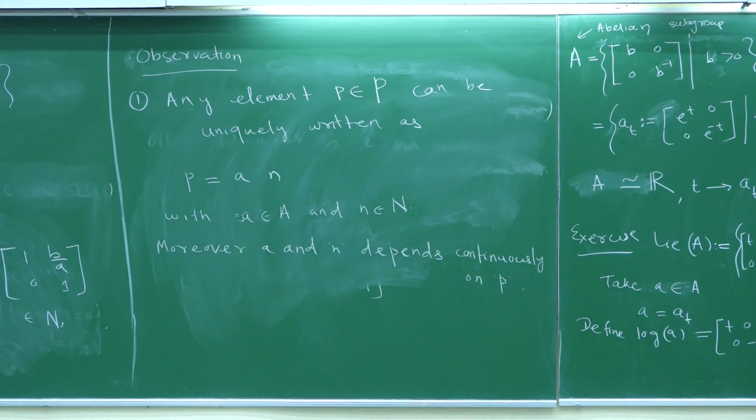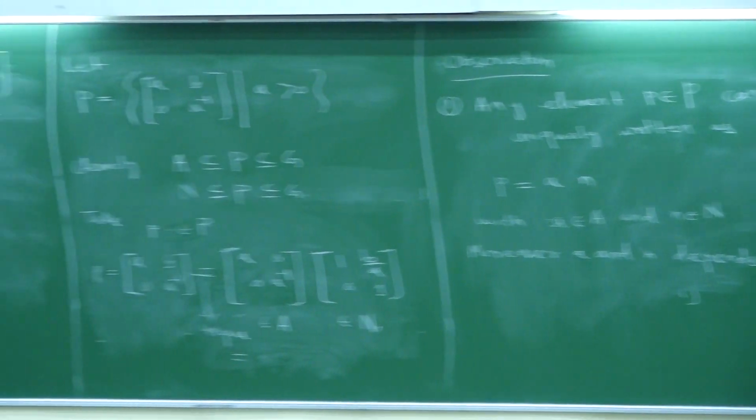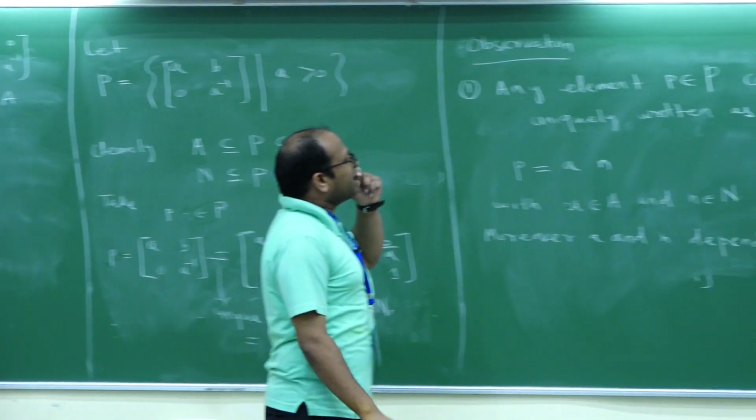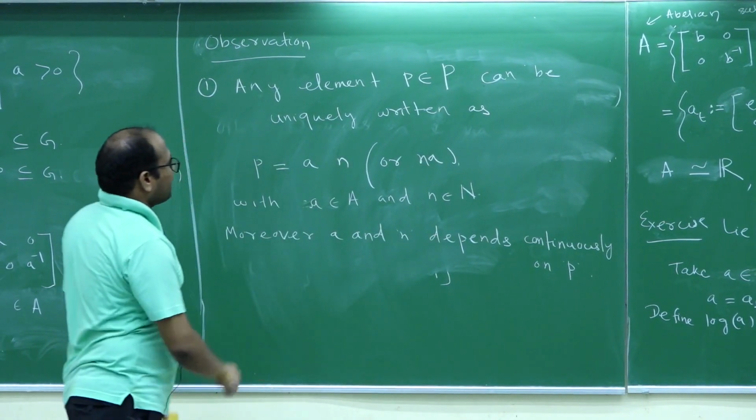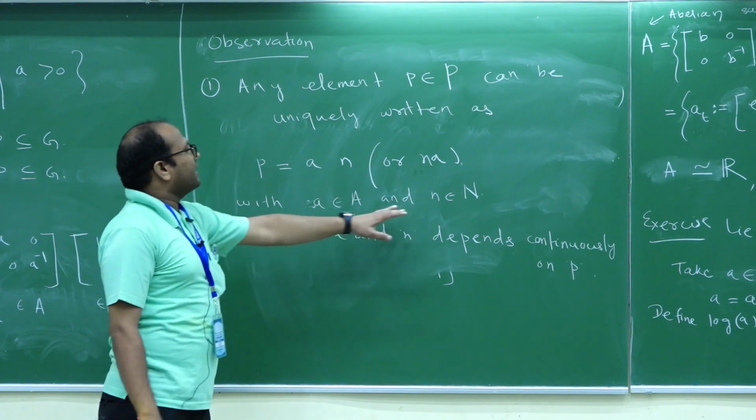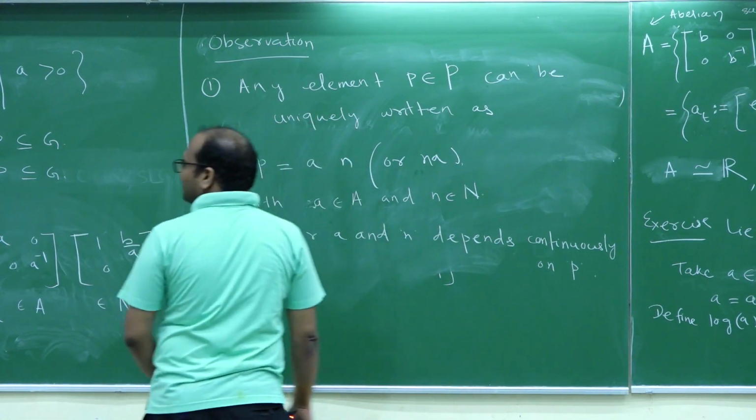Now, similarly, I can write this p as n times a, with the matrix 1, b, 0, 1 and the other factor diagonal, so that any element p belonging to P can be written as p equals n a with a belonging to A and n belonging to N, and a and n are continuous functions of p. Okay.